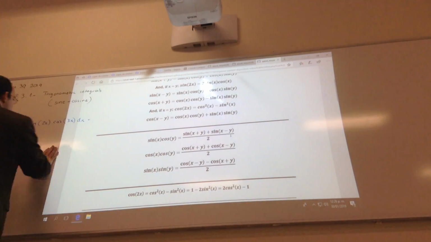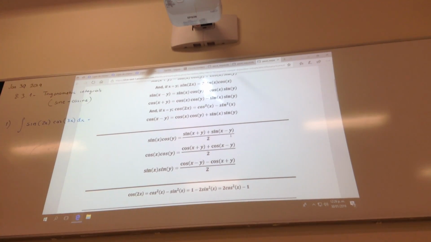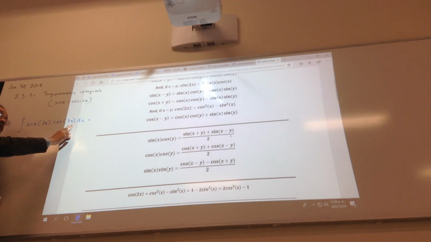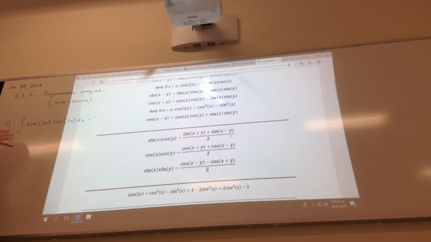Now, the second thing. Could I apply u substitution directly to solve this one? No, I cannot. Why not? Because this sine has an argument which is 2x and the cosine has another one which is different, 3x. If they have the same argument, then no problem, u will be fine. But if they have different arguments, then you have a problem. There should be a way to rewrite everything so it can be solved.